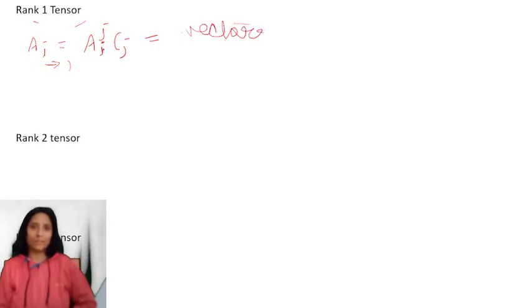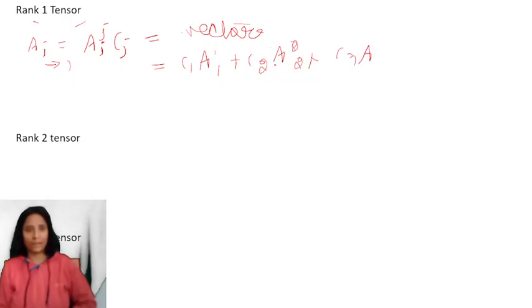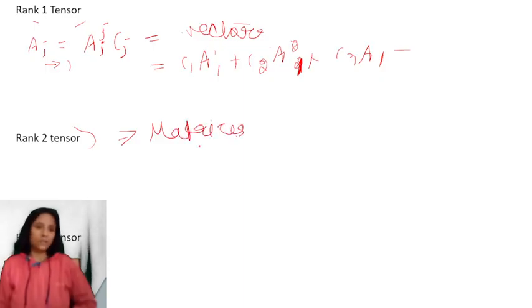When you put x, y, z, you get it in terms of A1, A2, A3. So a rank 1 tensor we call a vector in 3D, and a rank 2 tensor we call a matrix, with 9 elements. And there are also rank 3 tensors with 3 indices.